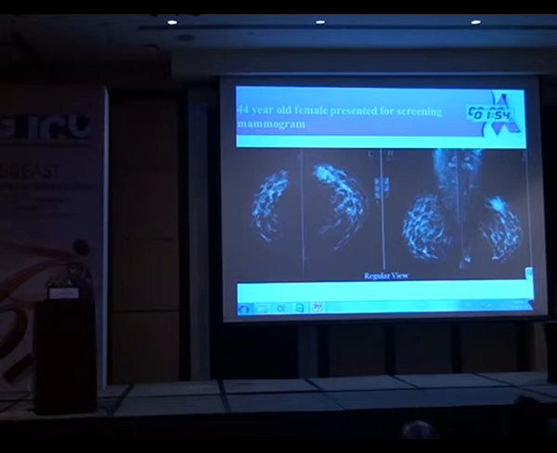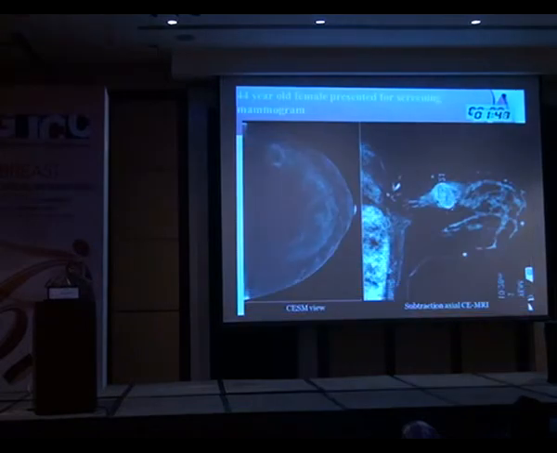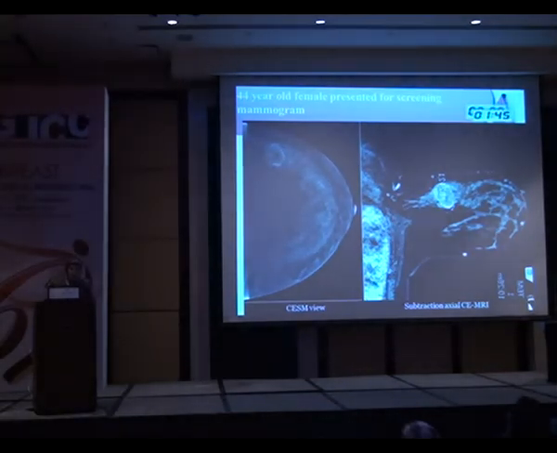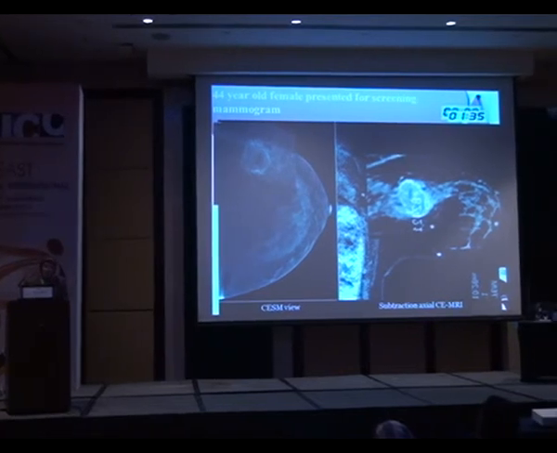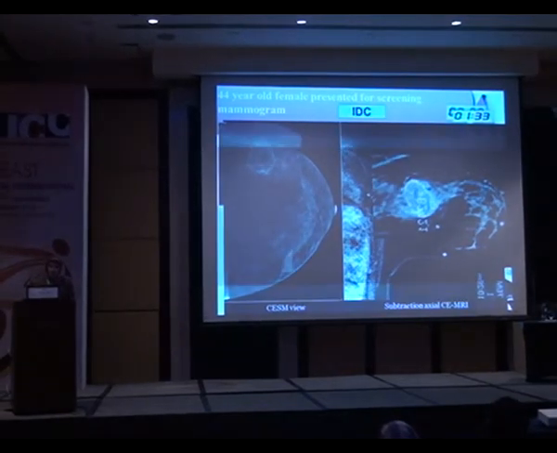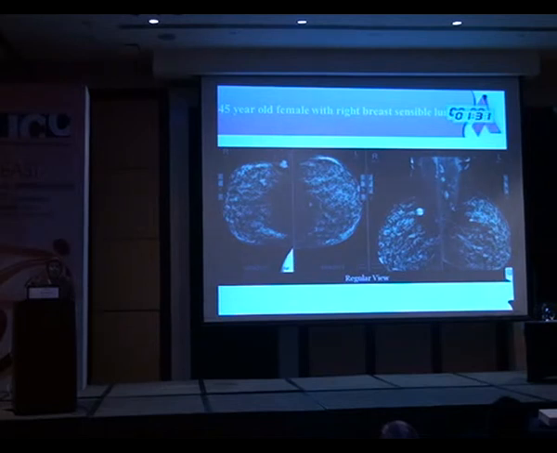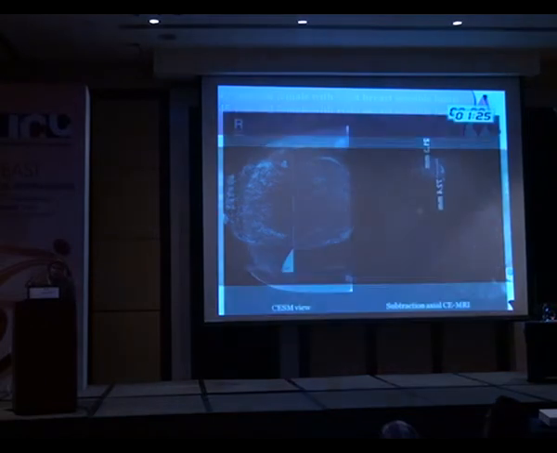Both contrast examinations showed the same pattern of contrast enhancement of this mass in the form of a regular rim enhancement with faintly enhancing internal septa, raising the BI-RADS category from 4 to 5, and this was matching with the pathological diagnosis of invasive duct carcinoma.